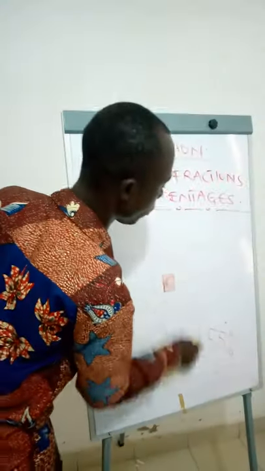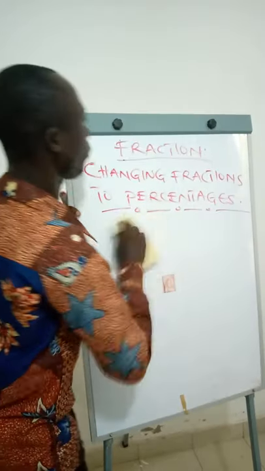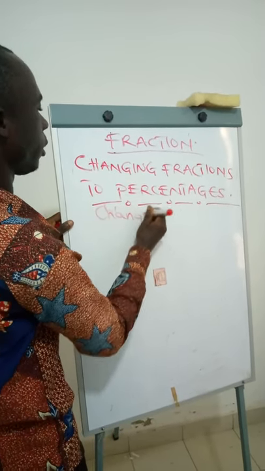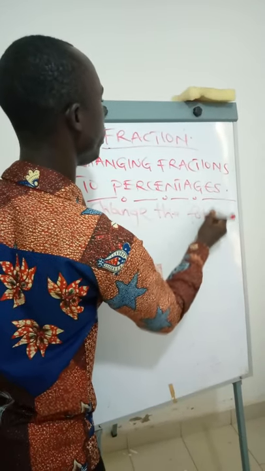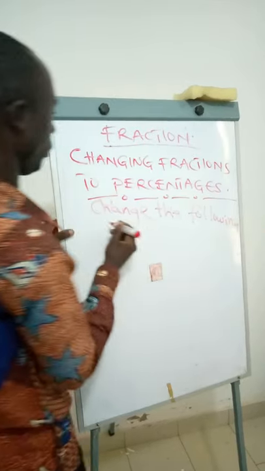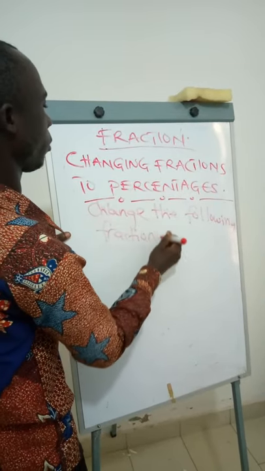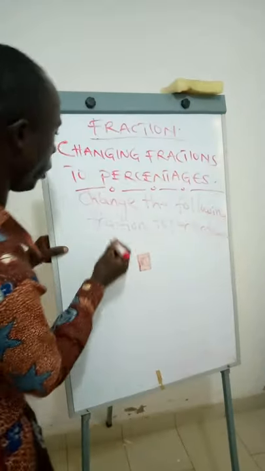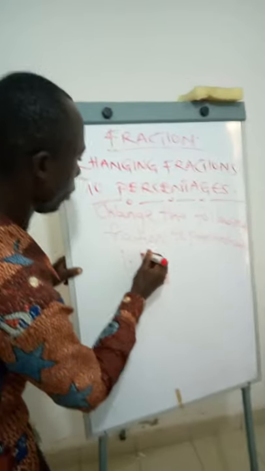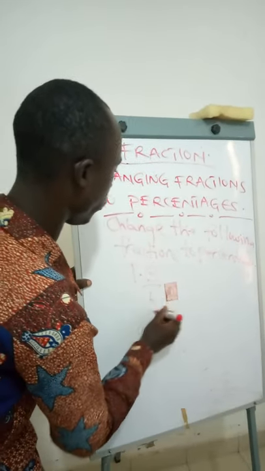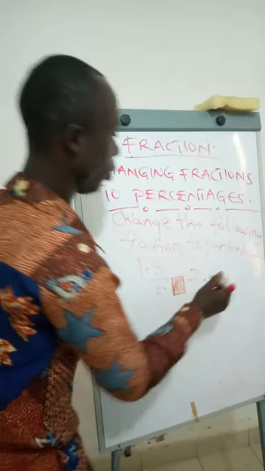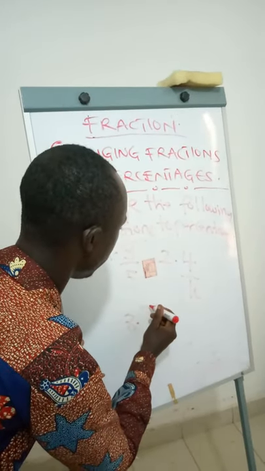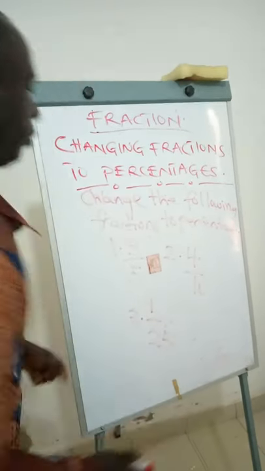Let me give us certain questions on this so that we can try our hands on it at our leisure time or when studying. Change the following fractions to percentage. We have 1, 3 over 5, 2, 4 over 10, 3, 1 over 25.